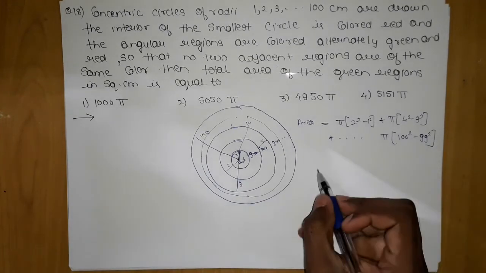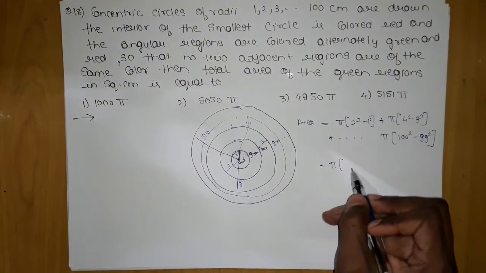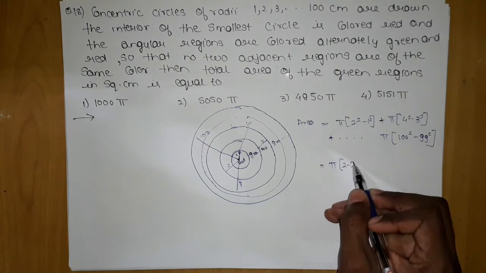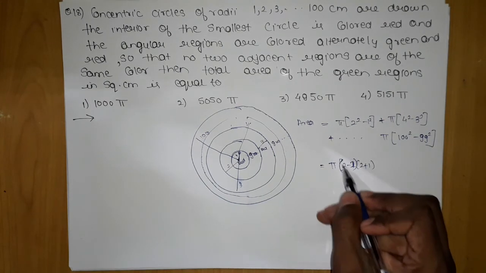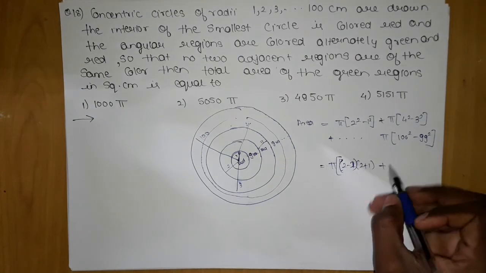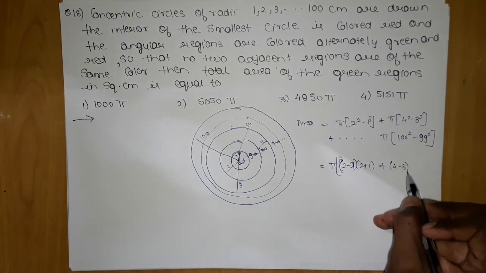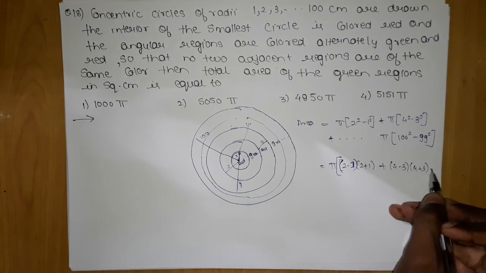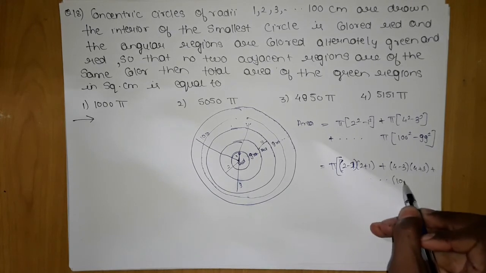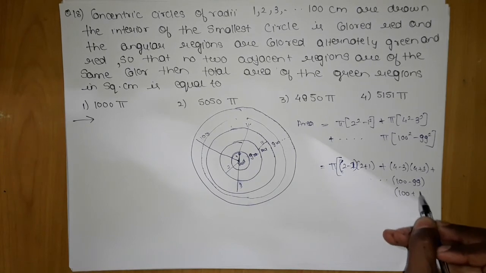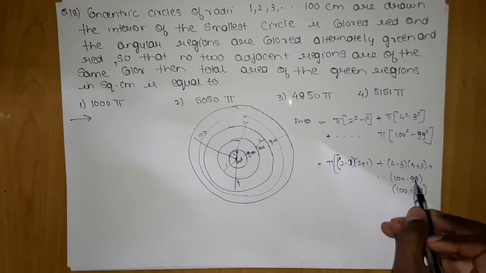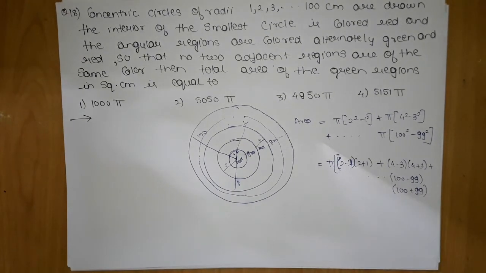Now if you open this pi, a plus b and a minus b: 2 minus 1 into 2 plus 1, a square minus b square. Similarly here I have taken pi common, 4 minus 3, 4 plus 3, and so on. It will go till 100 minus 99 into 100 plus 99. Now you can see all of these will become 1.